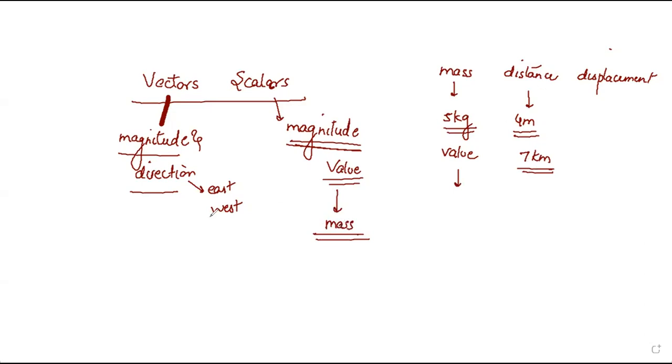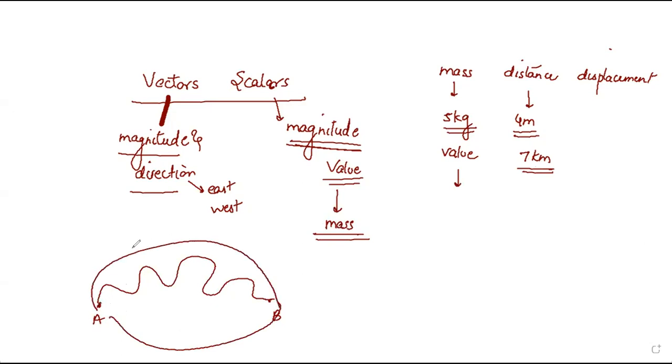Distance: suppose this is point A and point B. To move from point A to point B, I have infinite paths. I can move like this, like this, like this. Suppose I have chosen this path, and somebody asks me how much distance you have traveled. I can say I traveled 3 kilometers. But can I specify my direction? Obviously not, because there is no particular direction in that case. I can only specify my value, my magnitude. And that's why distance is also categorized as a scalar quantity.